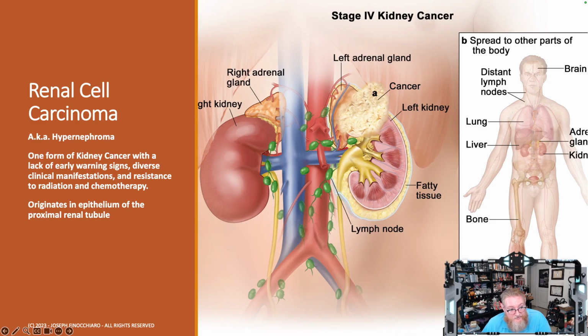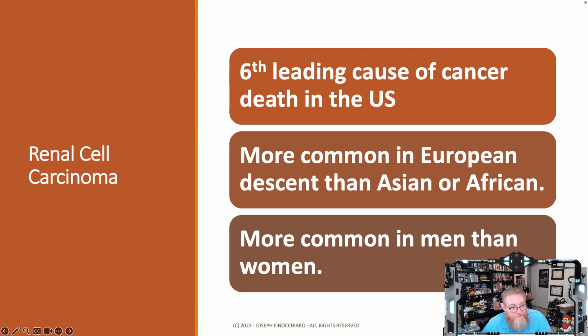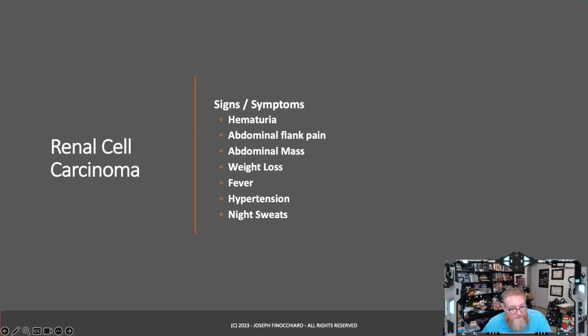Renal cell carcinoma or hypernephroma, one form of kidney cancer with a lack of early warning signs, diverse clinical manifestations, and resistance to radiation and chemotherapy. It originates in the epithelium of the proximal renal tubule. It is the sixth leading cause of cancer death in the United States. It is more common in European descent than Asian or African, and more common in men than in women.